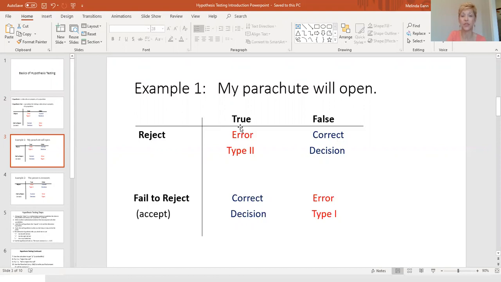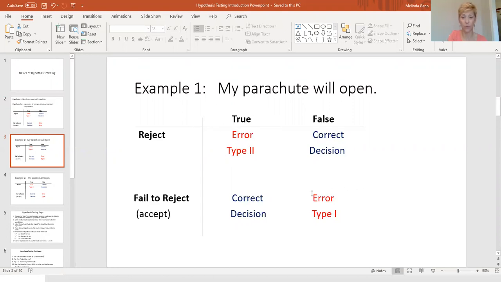All right, that's a type 2 error, that statement really is true. That parachute really is going to open, but I reject it. So if I'm standing in the doorway of that plane and I reject that statement, I don't think it's going to open, I don't jump. So that's a mistake. It was really true, the parachute would open, but I was scared and I didn't jump. So the error there is I missed the thrill of a lifetime.